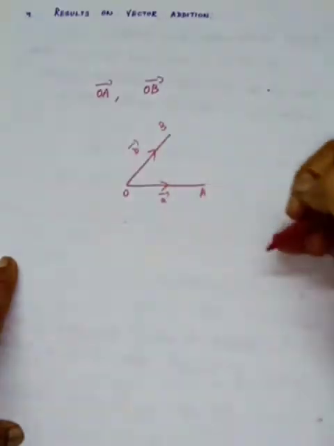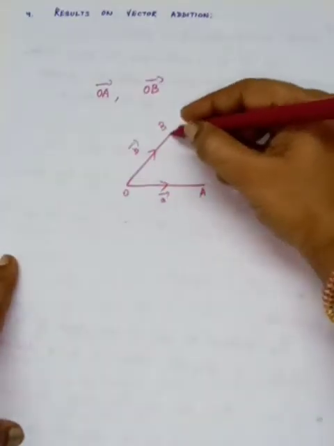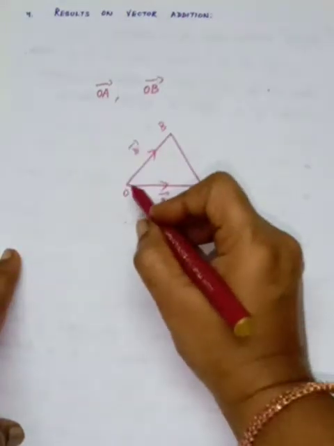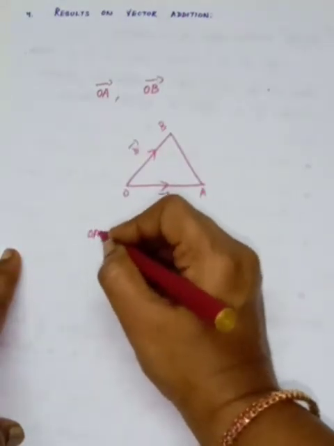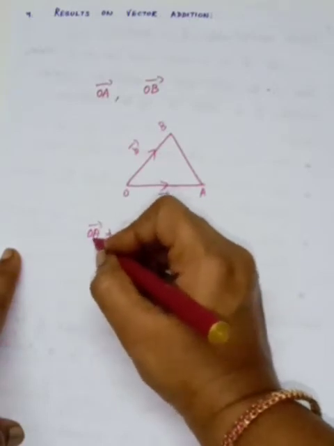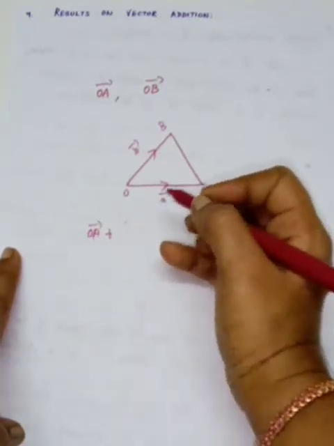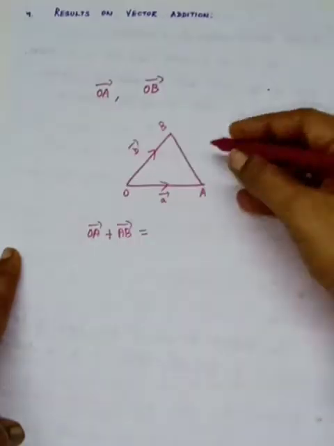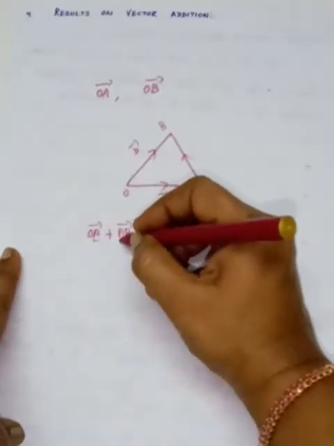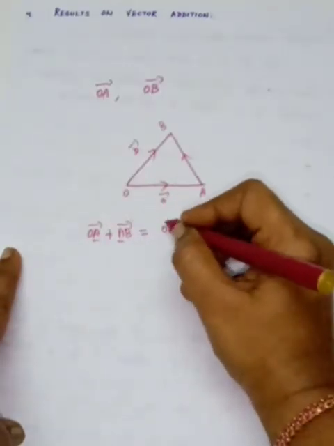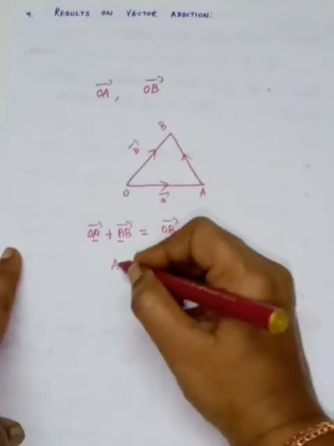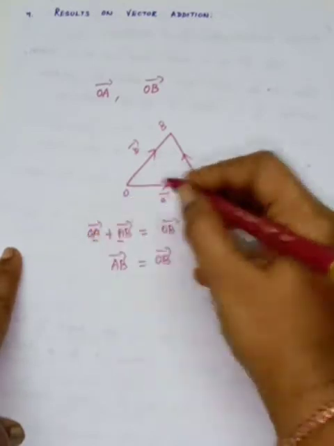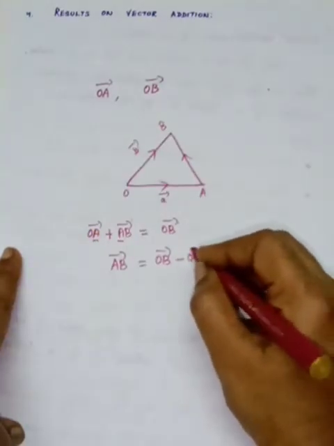Now we are going to find what AB vector is. I'll join this. Here I am going to use the triangle law of addition of vectors. So I'll take OA vector plus AB vector. Triangle law of addition means the terminal point should coincide with the initial point. If they coincide, your answer is OB vector. So if you want to find AB vector, it can be written as OB vector, and this OA vector, if you bring it here, minus OA vector.